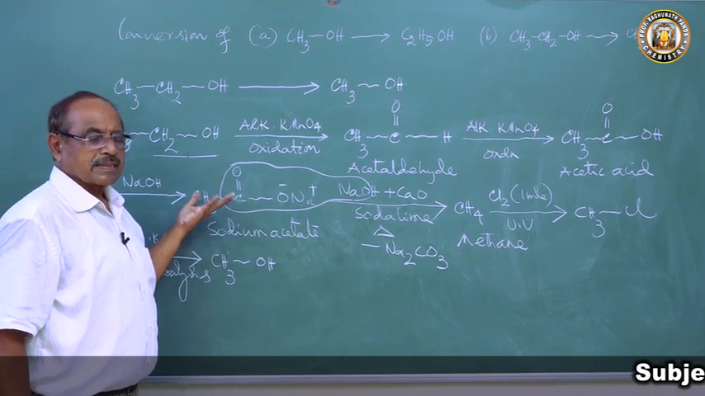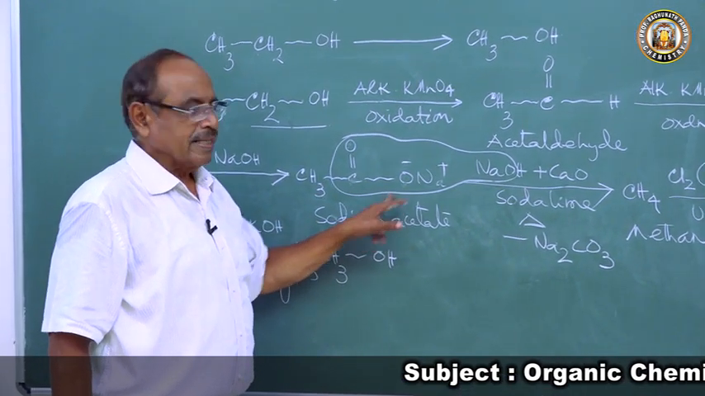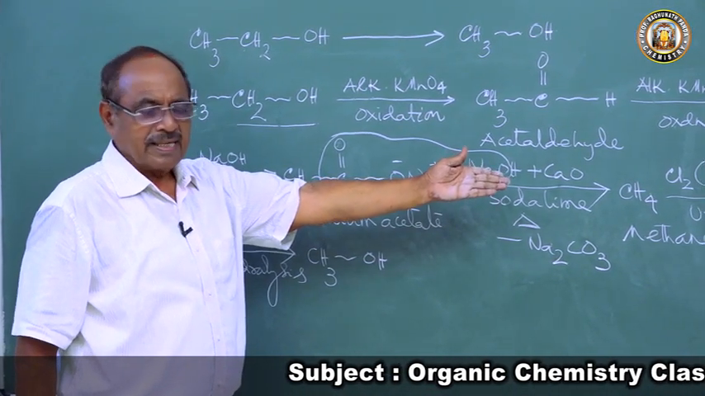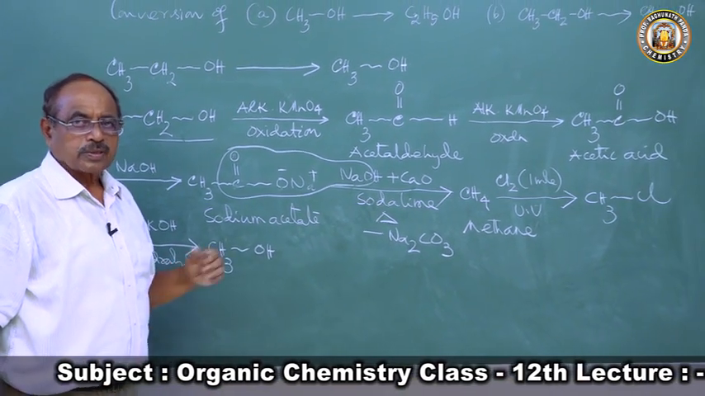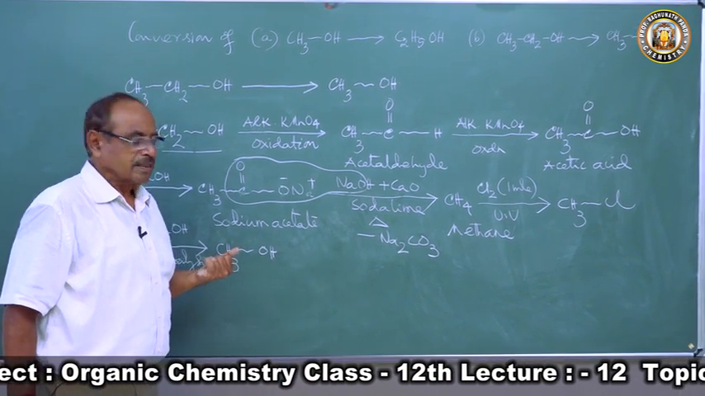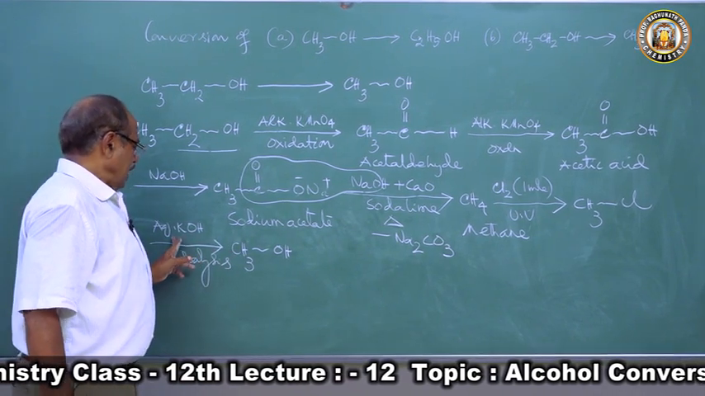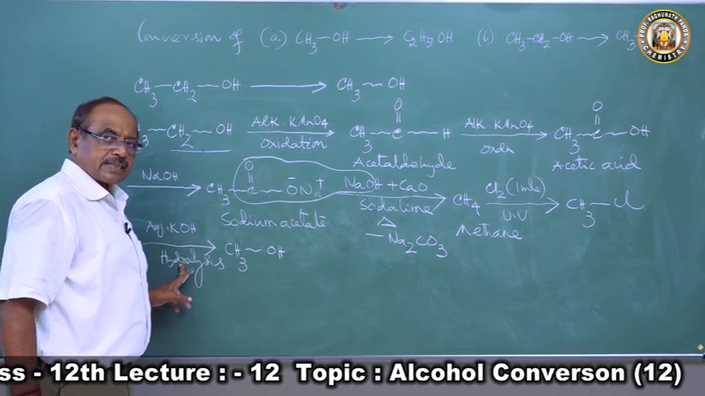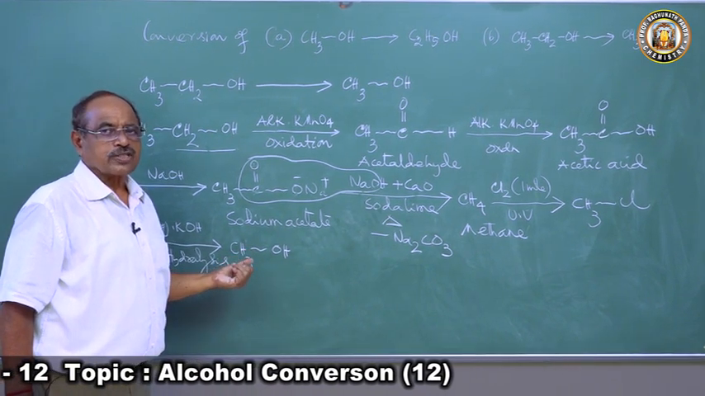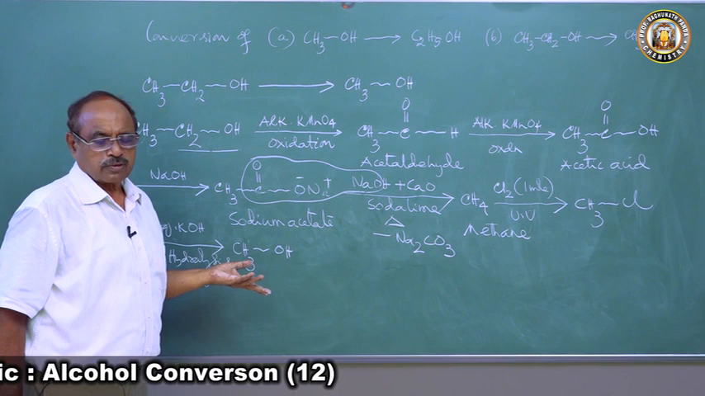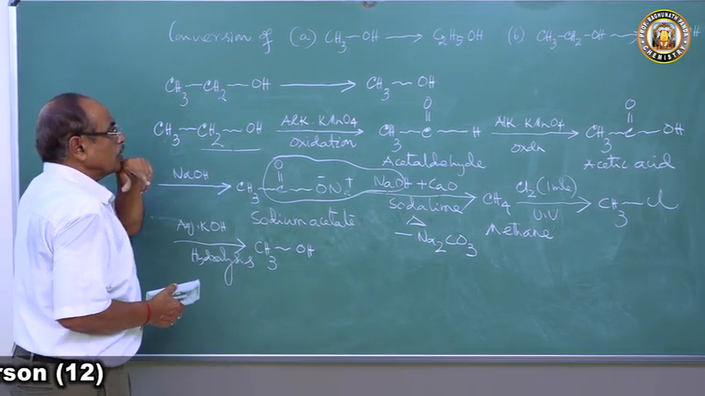And decarboxylation is best done by taking the sodium salt of the carboxylic acid and heating with soda lime, we get the alkane. And this alkane, with chlorine, 1 mole, undergoes free radical substitution reaction to produce methyl chloride. Then aqueous KOH, this undergoes hydrolysis to form methyl alcohol. This is a 2 mark or 3 mark question. Generally a 12th class student gets it in the question paper: conversion of ethyl alcohol to methyl alcohol.